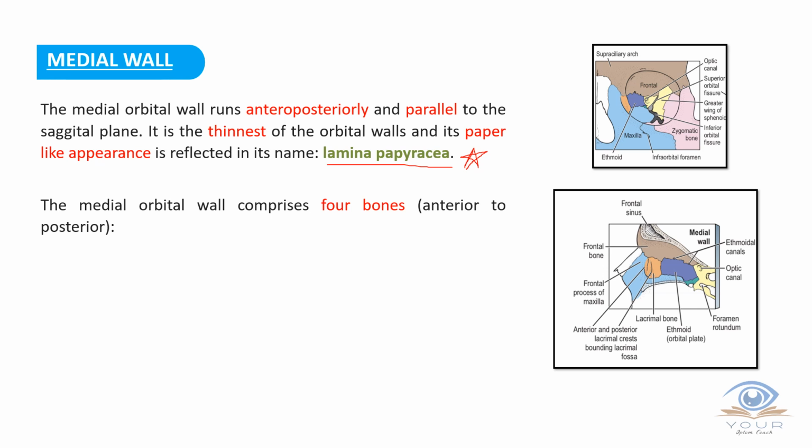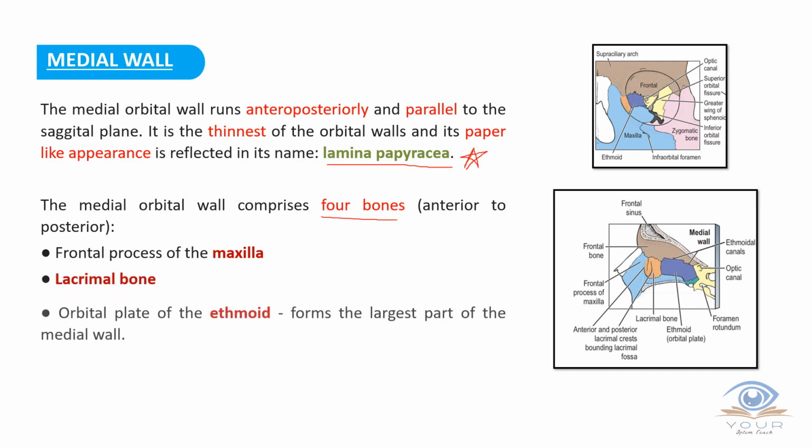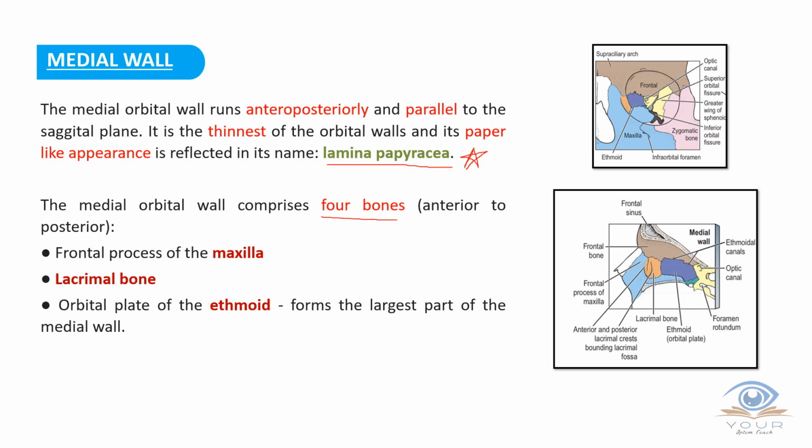Now the medial orbital wall comprises 4 bones. These are the frontal process of the maxilla, lacrimal bone, orbital plate of ethmoid, which forms the largest part of the medial wall, and the body of sphenoid. So these are the MLES. So this is the composition of the medial wall.